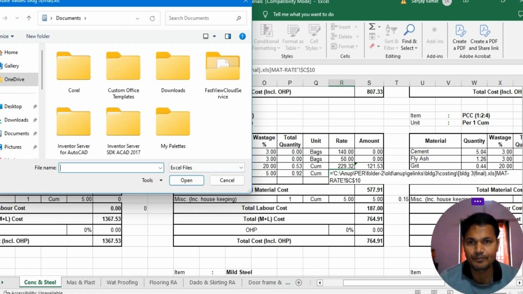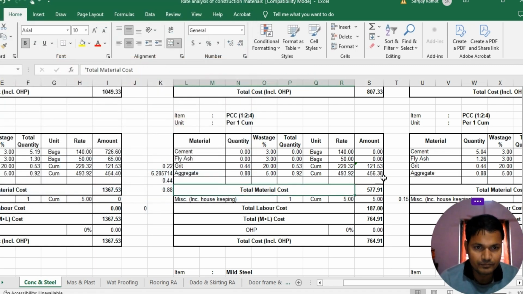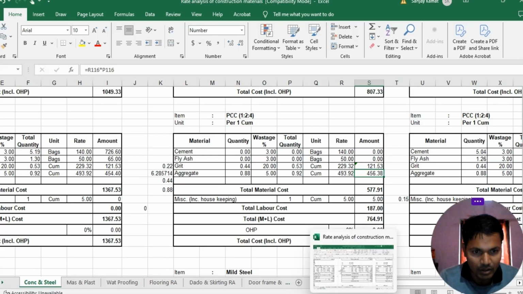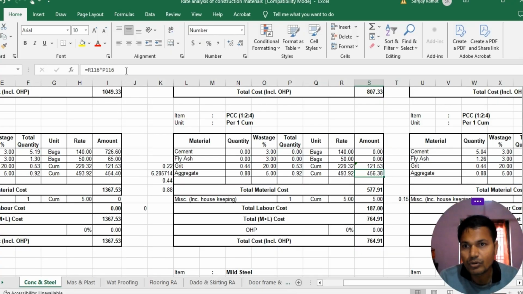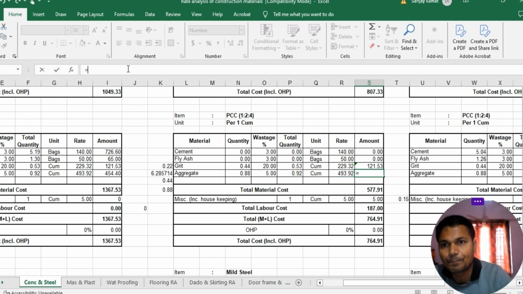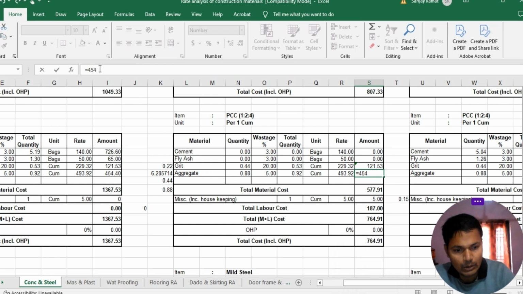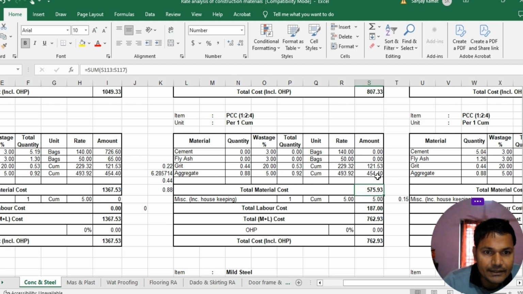We'll edit this value. How much is it? 454.40. Okay, so we'll write this.